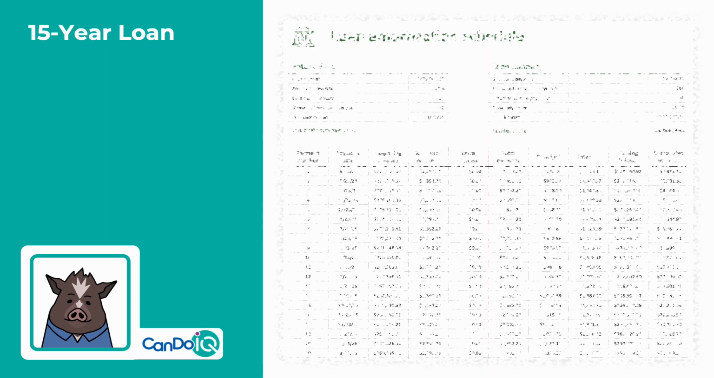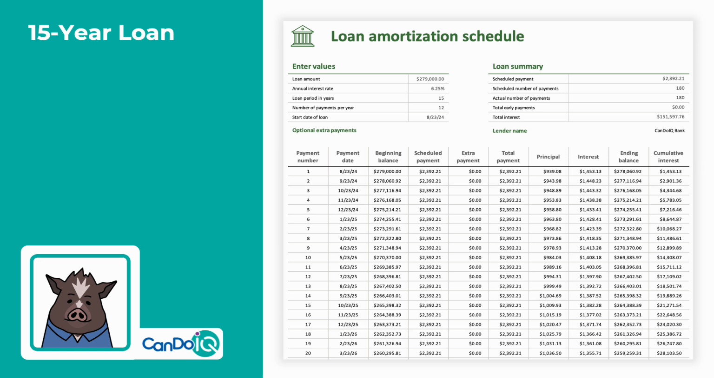Now, let's look at the same loan for a 15-year period instead of 30. In this case, your monthly payment would be much higher due to the shortened amount of time to pay off the loan. It would be $2,392.21 for the 180 months. As you can see, it is very important to pay attention to the difference that your loan length has on your monthly payment.